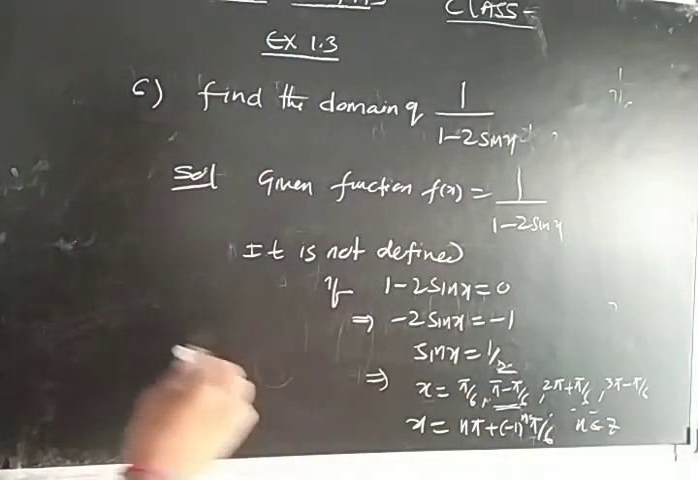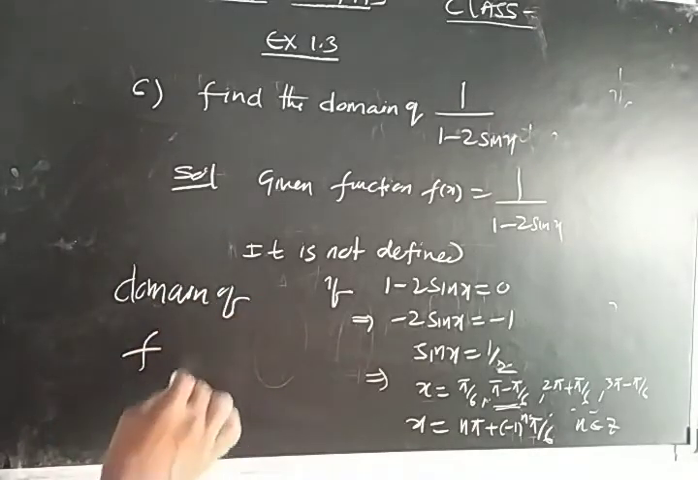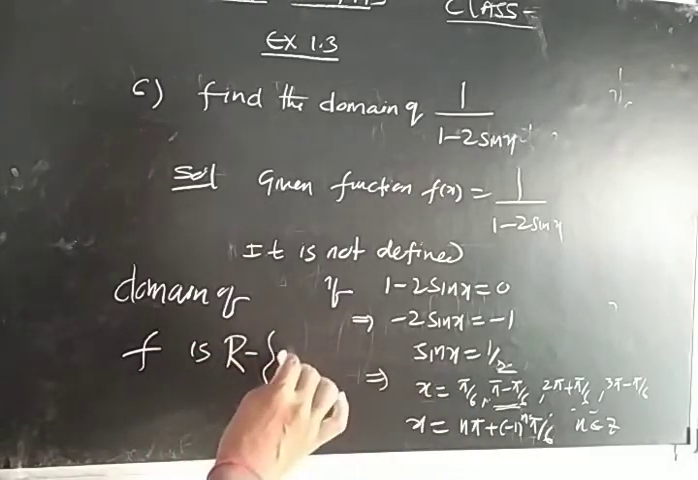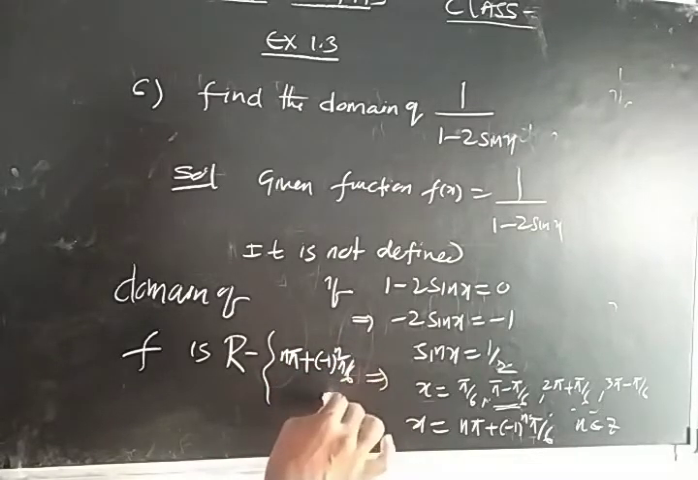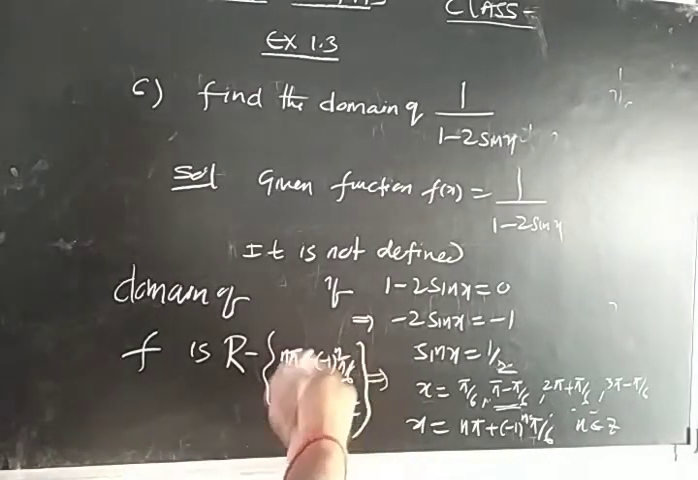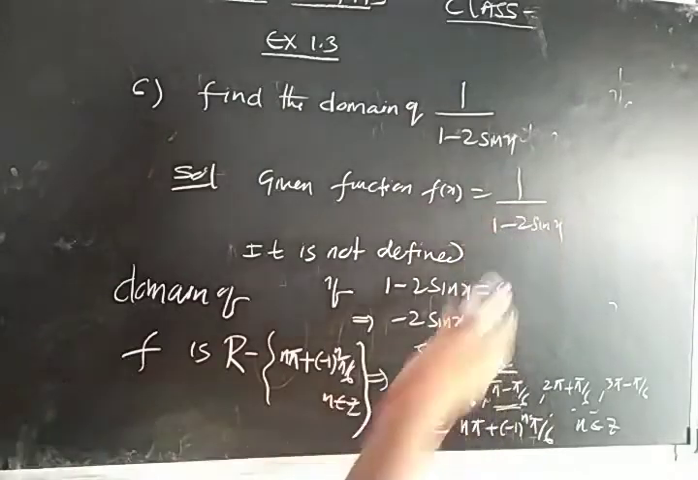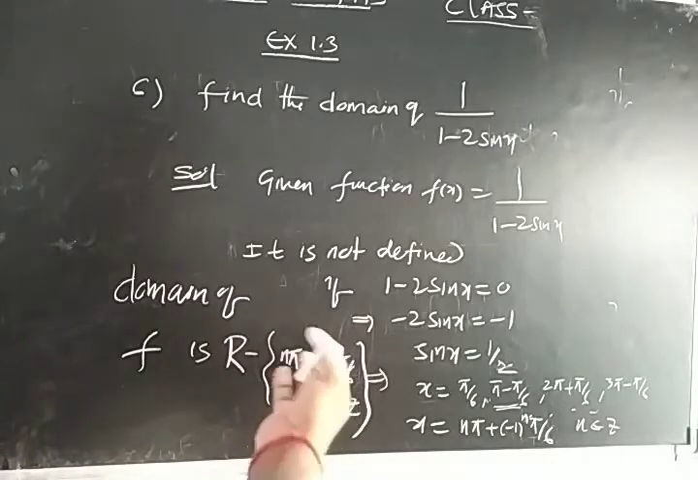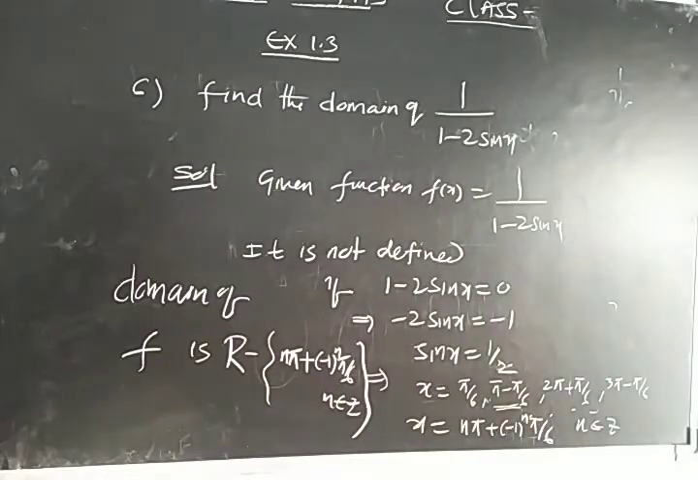So how can we write the domain of function? Domain of f will be R minus n pi plus minus 1 power n into pi by 6, where n belongs to Z. This is the domain. From the real numbers I am subtracting all these values. Why? Because at these points sin will be 1 by 2, and then the function is not defined. From all real numbers, these values are affecting the function, so that's why I am subtracting all those values. Okay.